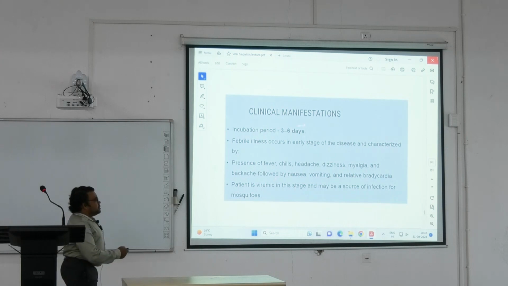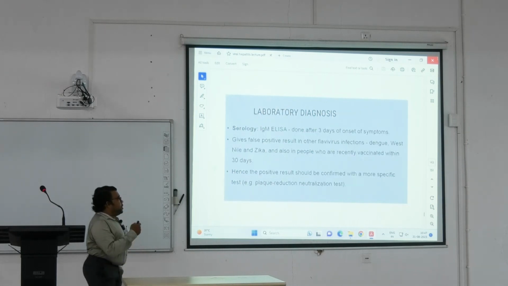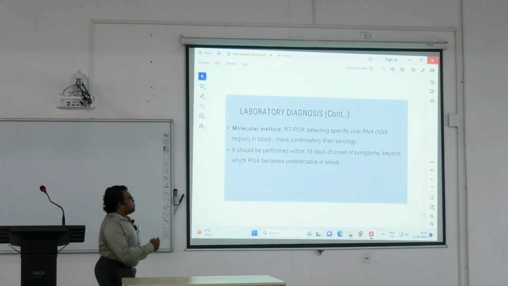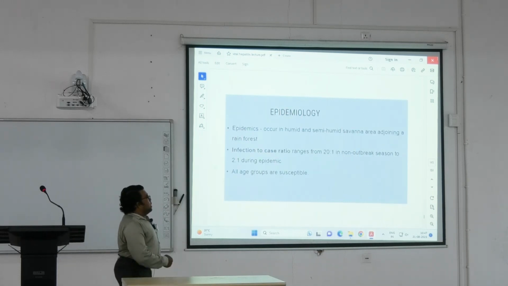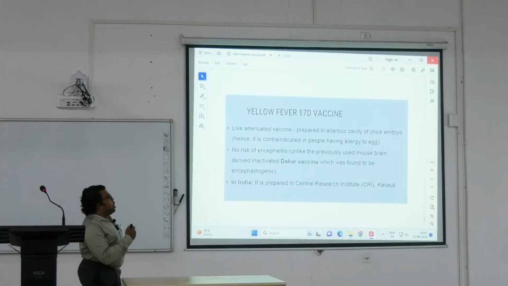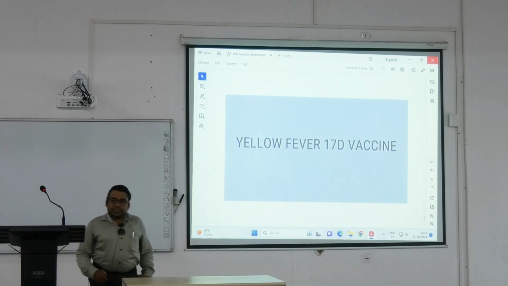3 to 6 days incubation period. It's a febrile illness. Severe cases may manifest with hemorrhagic manifestation and liver failure. IgM ELISA can be used for diagnosis or molecular methods. There is basically no treatment, only symptomatic care can be given. Most important part is the vaccine, that is the 17D vaccine.